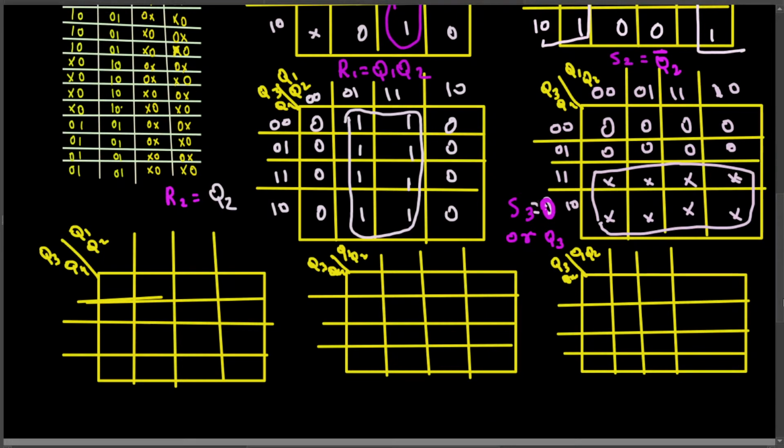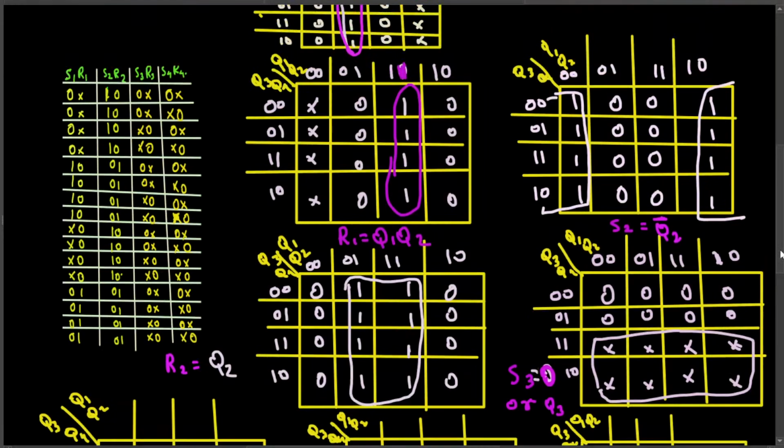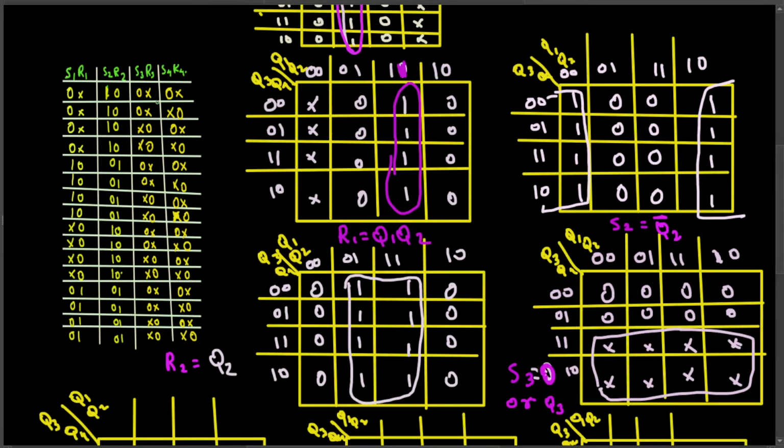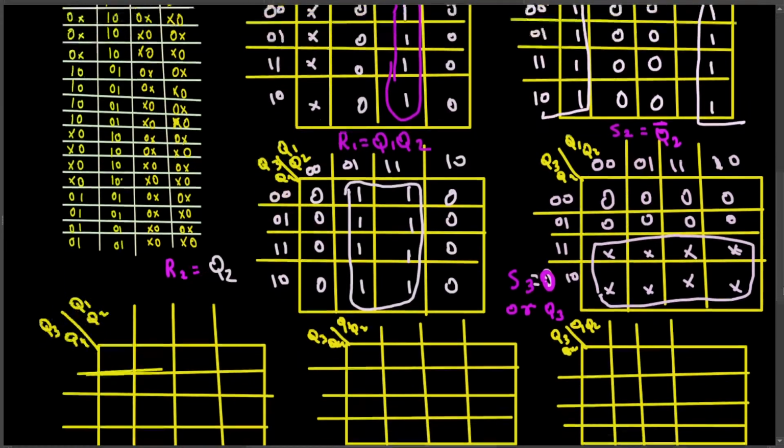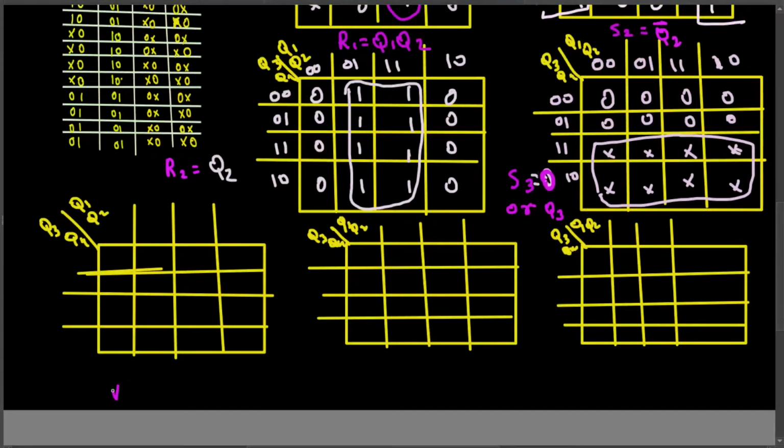Now we have taken care of S3, right? Let's look at R3. What do we have for R3? Don't care, 0 0. Don't care, 0 0. Don't care, 0 0. Don't care, 0 0. Okay, this is R3, starting from don't care. Don't care, 0 0, repeated down the column.